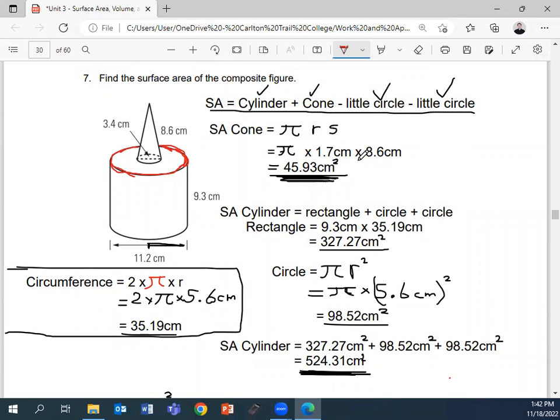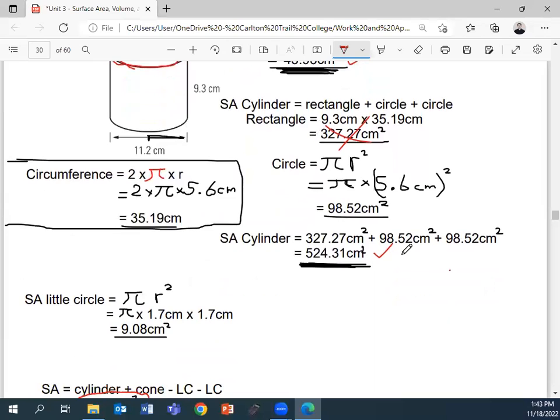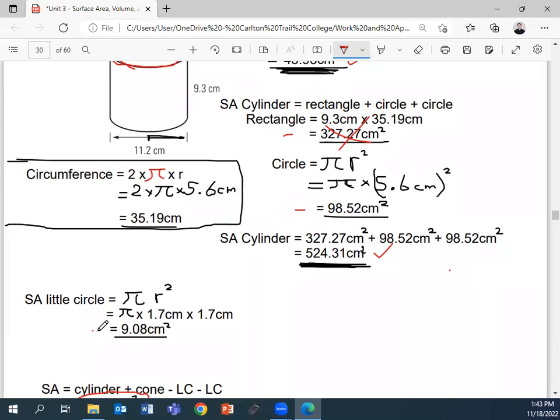What I bet some of you did was you got this right. You did the cone, but you added the rectangle and not the cylinder. We do not add these in. Oh, no, oh, shoot. Okay, whatever, it's left there. I didn't want to do that. So we don't actually add these up, because we got this number by adding these two things here. So it's the 45.93 plus the 524. Then you subtract these little circles here.